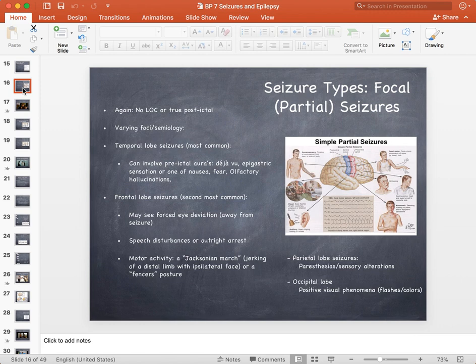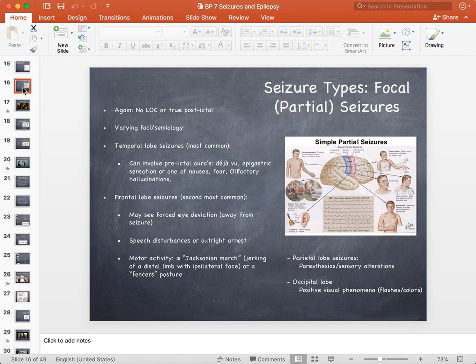A couple of types that we want to go through, and the simple thing here is we look at this based on what lobe of the brain it's coming from, and essentially what's controlled by that lobe is what you're probably going to get with the seizure. So the most common overall is the temporal lobe ones. Here you can get a preictal aura. You might get a sensation of deja vu, very common. Epigastric sensation, or nausea, fear, or even olfactory hallucinations.